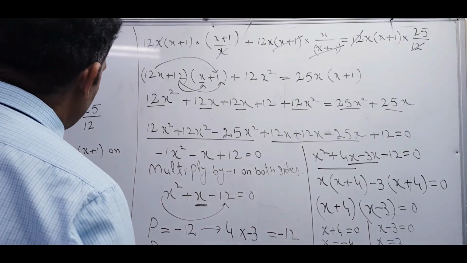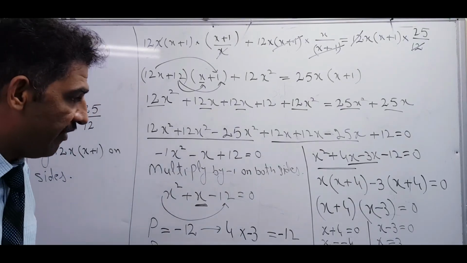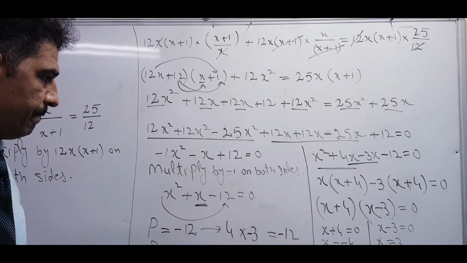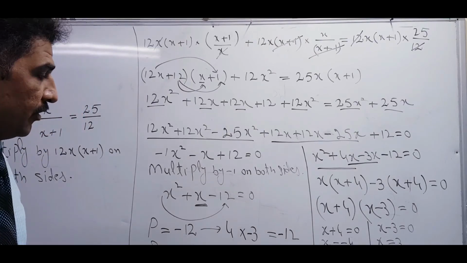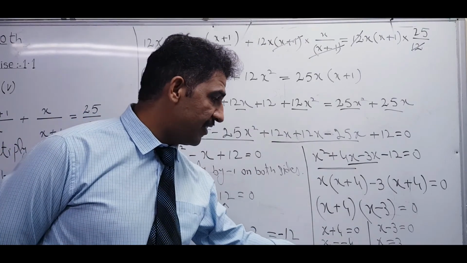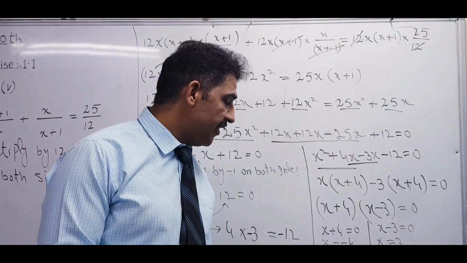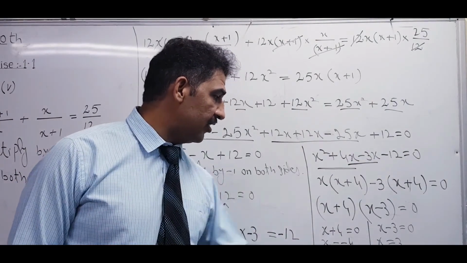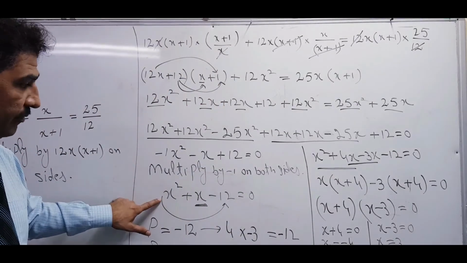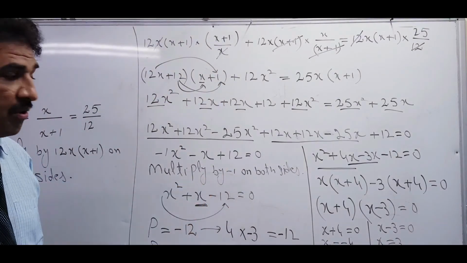Yes, you are able to see all of the board. This is the final answer. After that, in the next exercise we will check that one. If you want to check whether you are right or wrong, then put this value, minus 4 or 3, in this equation. Then if the answer is 0, then you are right.